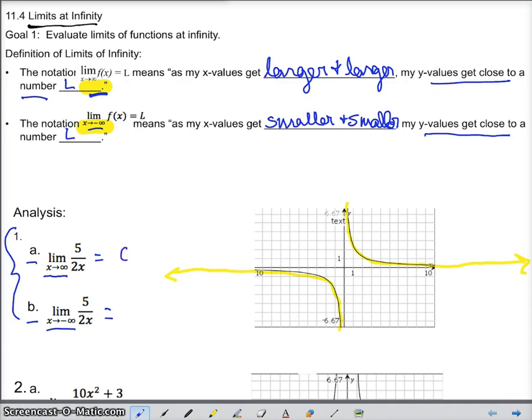If you said 0, you would be correct. Hopefully you have worked with rational functions enough to recognize that we would have a horizontal asymptote at y equals 0, based on the behavior of this function. So in 1a and 1b, in one x is approaching positive infinity, in the other x is approaching negative infinity, but both have a limit of 0. 0 happens to be the horizontal asymptote of this function.